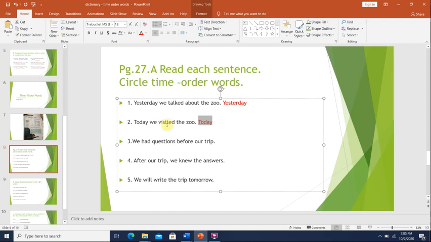Okay, again, what is the time order word? Time order words are the words that tell you when or the order of when things happen. We had questions before our trip. What is the time order word here? Before. So the students had questions before they went on their trip. They wanted to know some details.